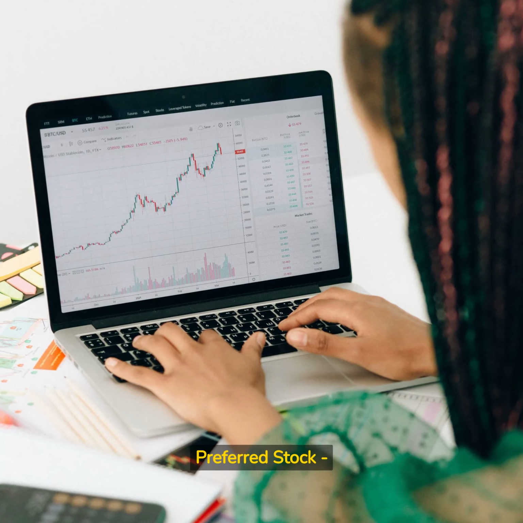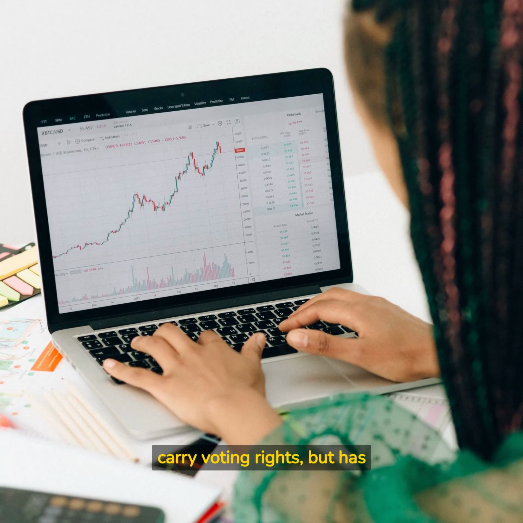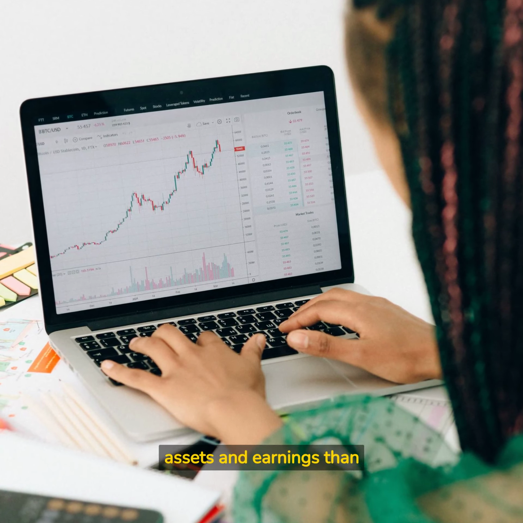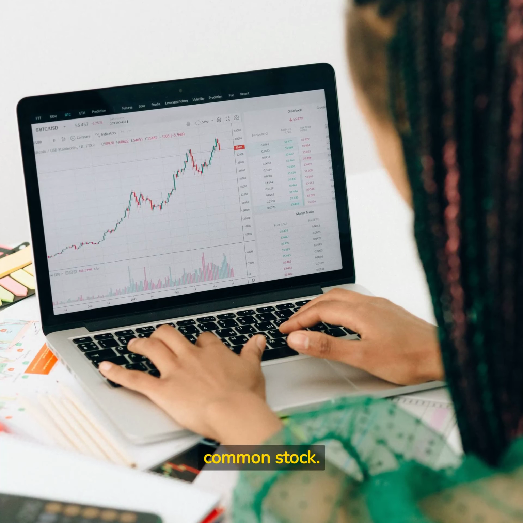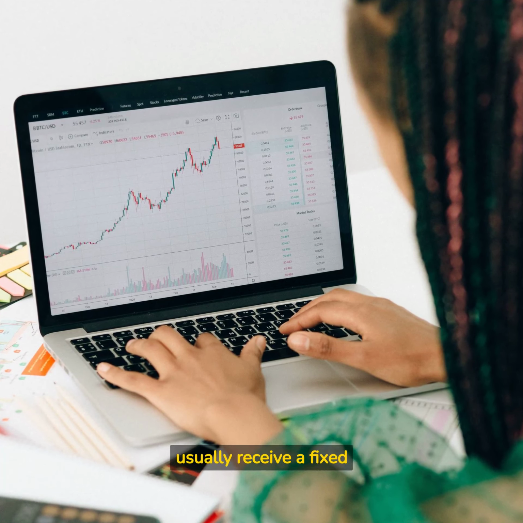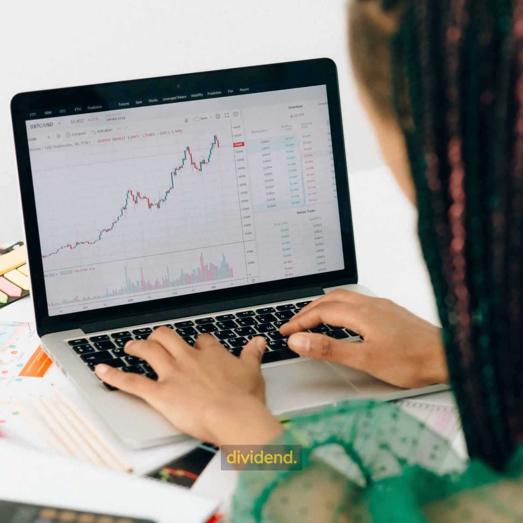Preferred stock. Preferred stock typically does not carry voting rights, but has a higher claim on a company's assets and earnings than common stock. Preferred shareholders usually receive a fixed dividend. Growth stock.